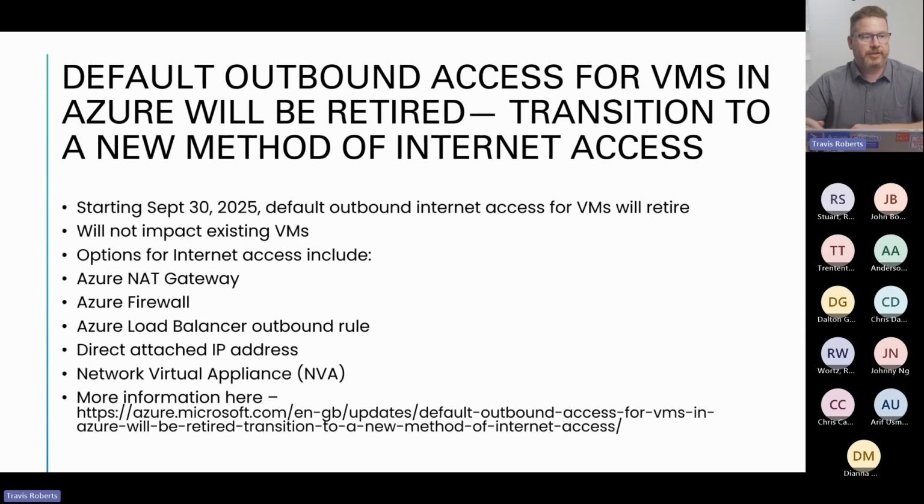So it will happen on September 30th, 2025. Any existing VMs won't be impacted, so it's not going to block internet access for those, but new machines will be impacted. Any questions about that?